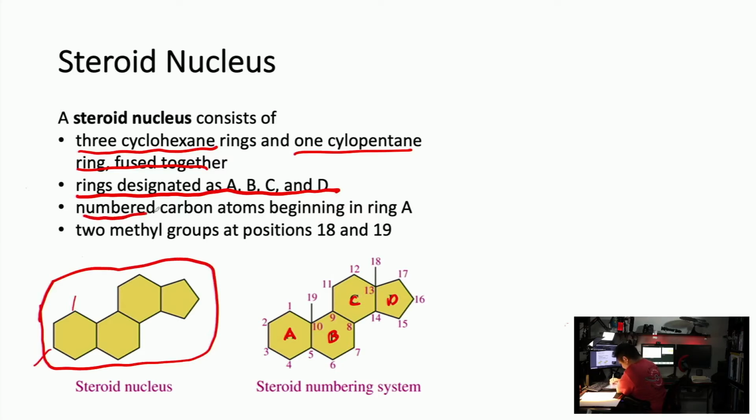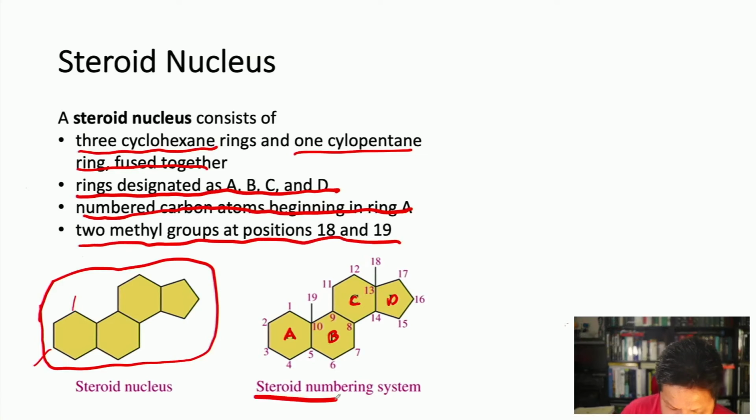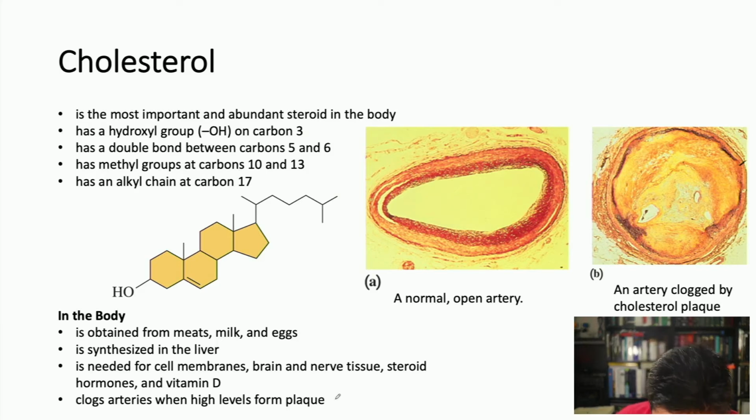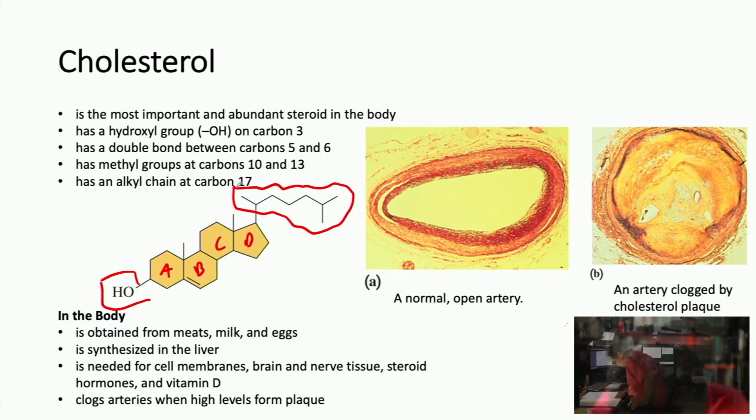We always number the carbons beginning with carbons in ring A, right? And then the 2 methyl groups are always at position 18 and 19 for the steroid numbering system. Not much else there to say about steroids, except for the fact that cholesterol is a steroid, right? And you notice here that it has the A, B, C, and D rings, and it has hydroxyl substituents here and this alkane substituent there off the D ring, right?